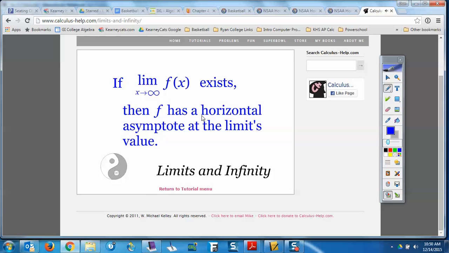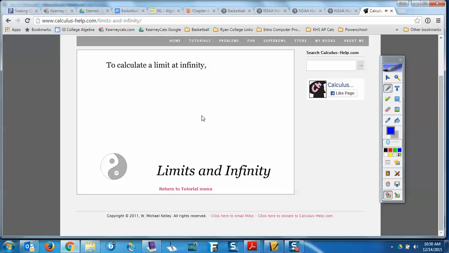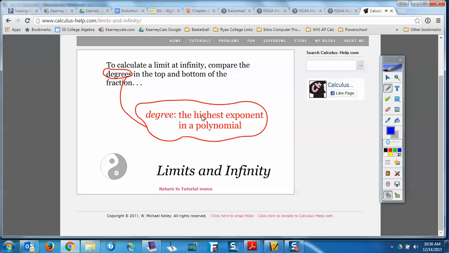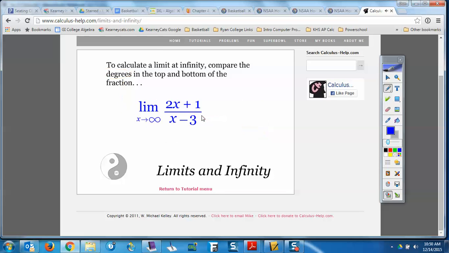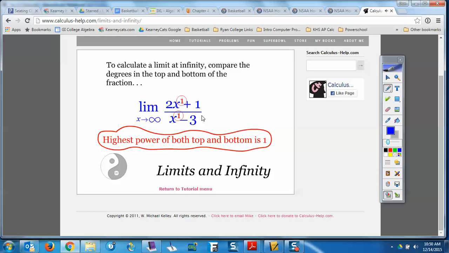Limits at infinity are very easy to calculate. Notice it says if it exists. All you have to do is compare the degree in the numerator and denominator of the given function. By the way, the degree is the highest exponent. So, if we take a look at f again, we'll notice that the highest degree in both the numerator and denominator is 1. Because remember, if we don't write a power, it's inferred to be 1.